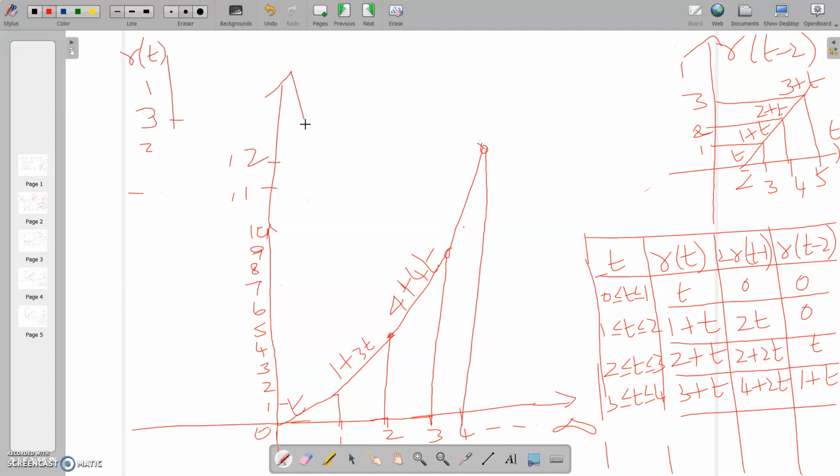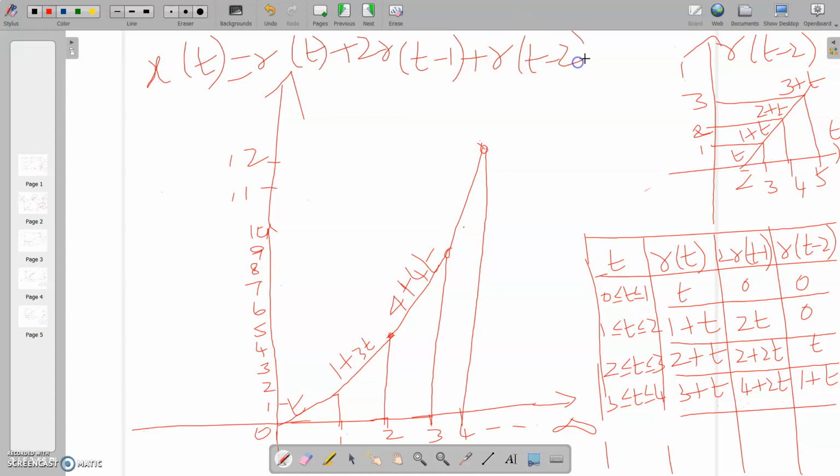This is nothing but x of t, which is the addition of r of t plus 2 into r of t minus 1 plus r of t minus 2. And this will not end, this will go on up to infinity. So this is nothing but the addition of 3 ramp signals.